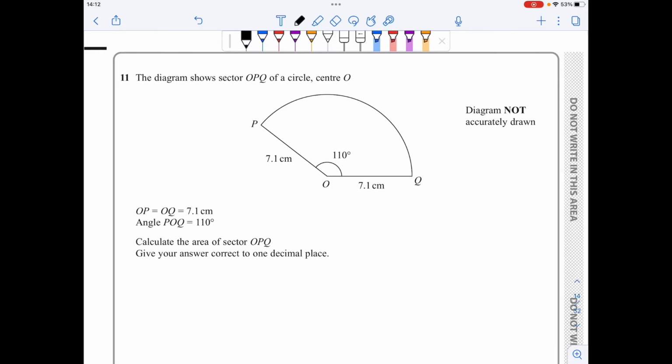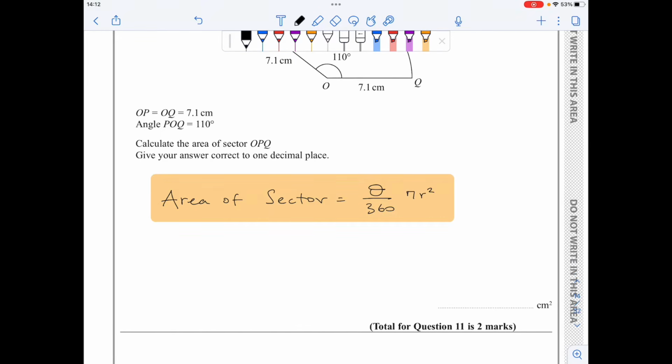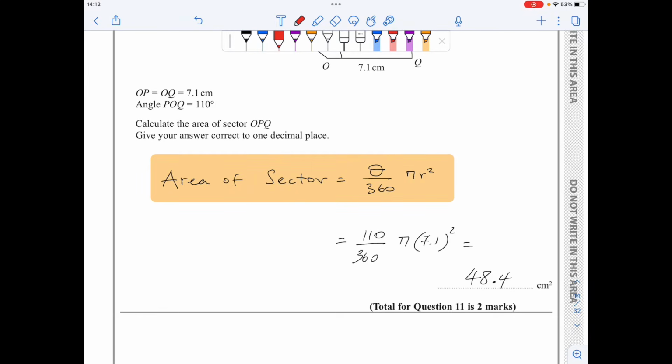In question 11, to find the area of the sector, I'll use the following formula. Now, theta is 110 and the radius is 7.1. You put this on the calculator, you will get 48.4 to 1 decimal place. Note the mark scheme accepts answers between 48.3 and 49.2.